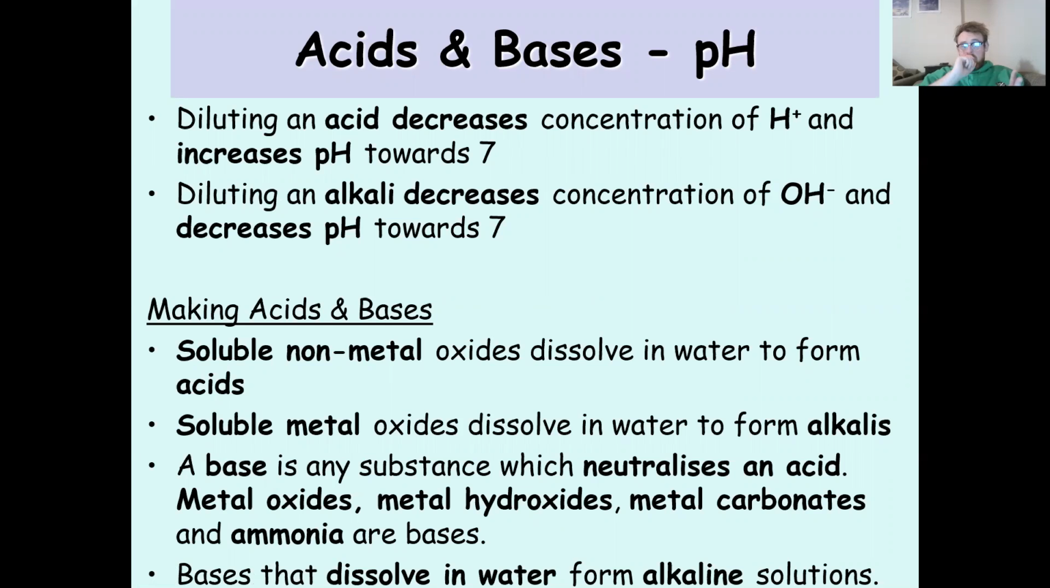And just a quick note, remember, to make an acid, you dissolve a soluble non-metal oxide. So things like carbon dioxide will dissolve to form carbonic acid. Nitrogen oxide will form nitric acid. And a soluble metal oxide will dissolve in water to form alkalis. So sodium oxide will form sodium hydroxide. A base is a substance which neutralizes an acid. So metal oxides, metal hydroxides, metal carbonates, and ammonia are bases.